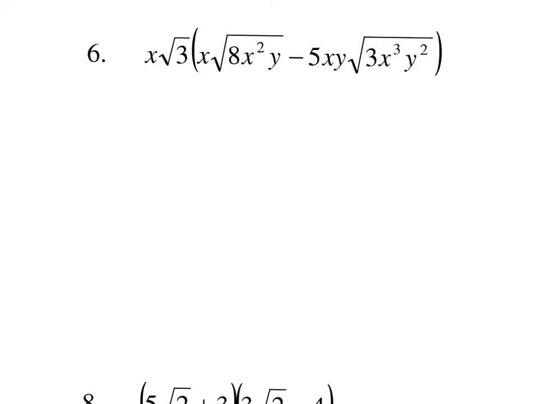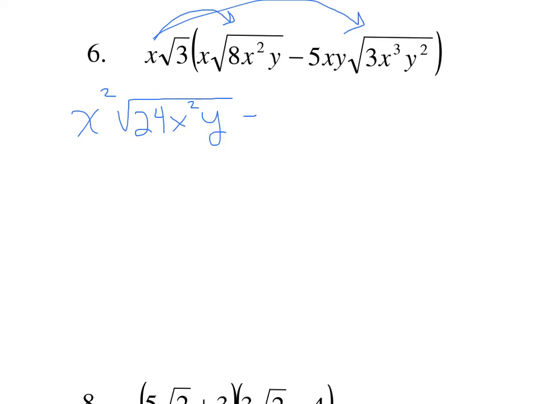And they just keep getting more and more complicated. Coefficient times coefficient, so x times x is x squared. Then the radicals. 3 times 8x squared y will give us 24x squared y. And then we multiply times this term. Coefficient x times 5xy gives us 5x squared y. And then the radicals. Square root of 3 times 3x cubed y squared gives us 9x cubed y squared.